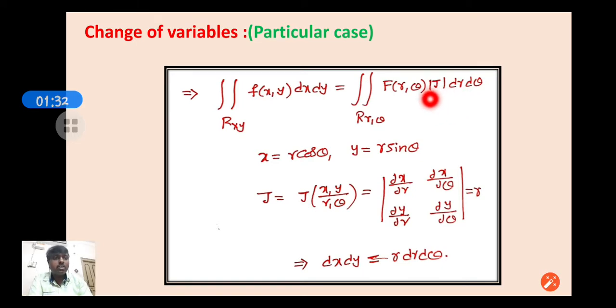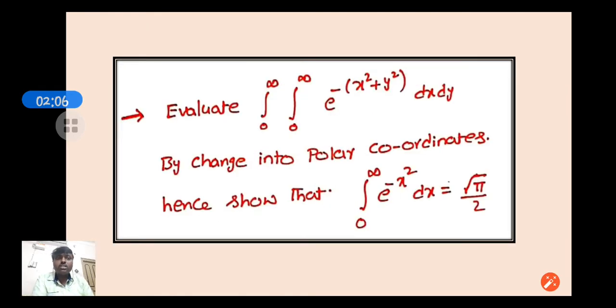For that purpose, I have to calculate the Jacobian here. Jacobian J is equal to J of x comma y with respect to r theta. From the definition of Jacobian, I am writing the Jacobian as a 2 by 2 determinant. The value of the Jacobian of these two functions is r. So dx dy is equal to r into dr d theta. This is the way we can change the Cartesian coordinates to polar coordinates. Already discussed in the previous class also. I just recall that one. Based on this, we can go through a few problems.